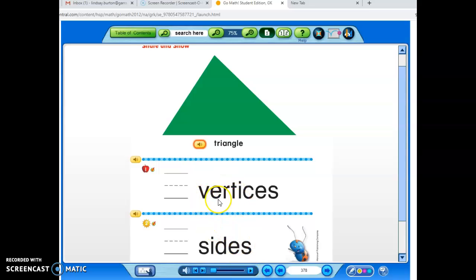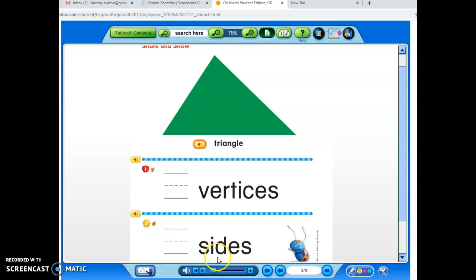First thing, it wants to know how many vertices the triangle has. So let's take our pencil and circle each vertex on that triangle. I see 1, 2, 3. So we're going to come down here by the red apple and draw a 3. We're going to curve to the middle, curve to the bottom. There are 3 vertices on a triangle.